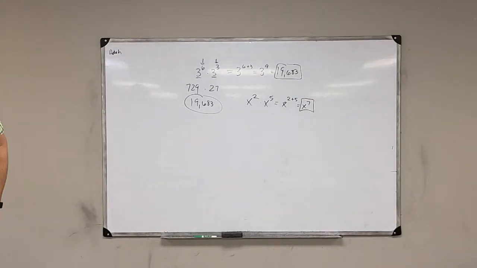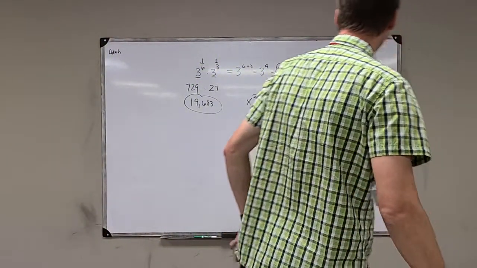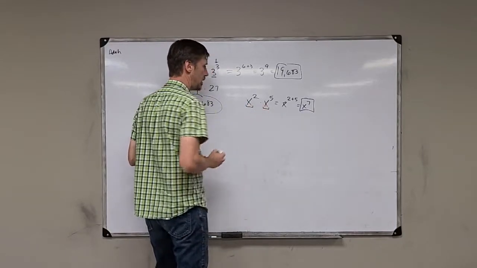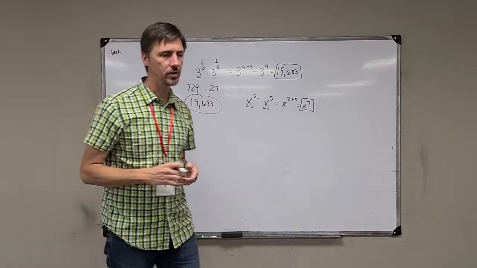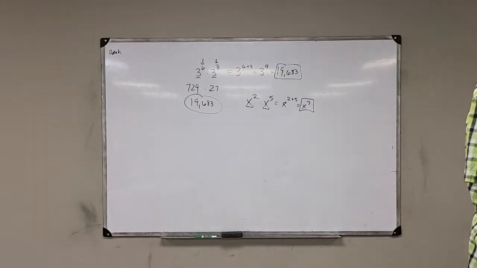But we call that the product rule for exponents. When the base is the same, and by base I mean the number or the variable that we're raising to some power, if the base is the same and those terms are multiplied together, then you can simply add the exponents.